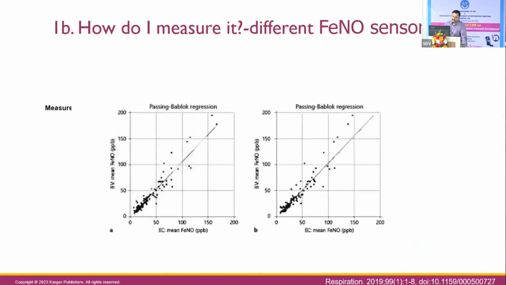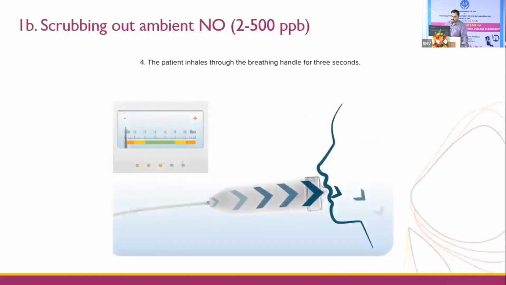How do these different commercially available electrochemical sensors compare? Are they interchangeable? To a vast degree, they show a fair degree of concordance within the measurement range, which is typically 5 to 50, but most sensors will be able to measure more than that, say 5 to 500. So they show a fair degree of concordance, but they don't necessarily all pick up the same elevated FeNO.